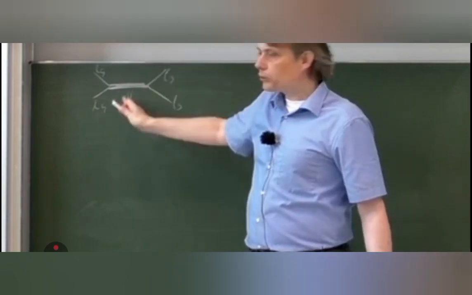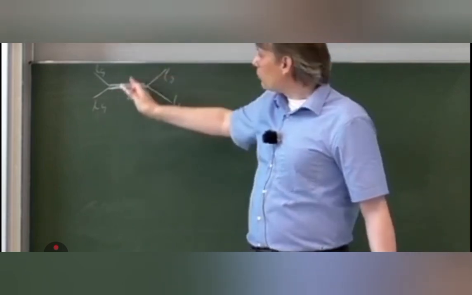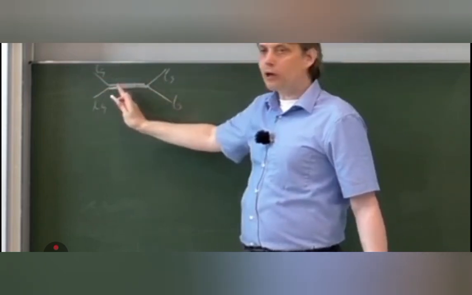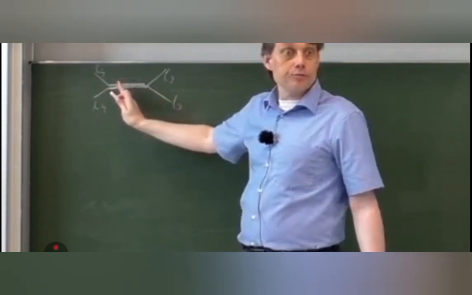If we cut this diagram in two, then momentum can be conserved. We would have here a soft momentum coming in, and the heavy line carries a soft momentum, which is possible.